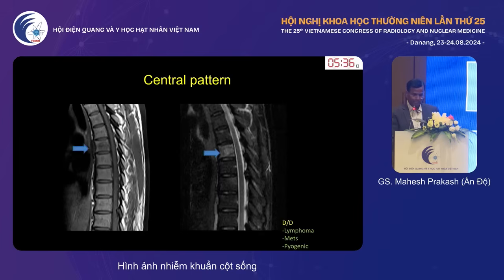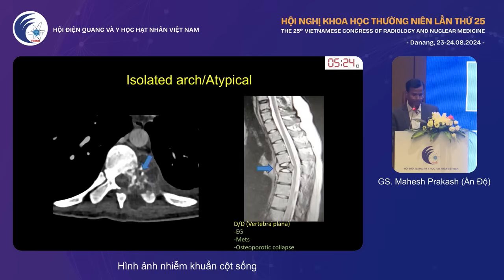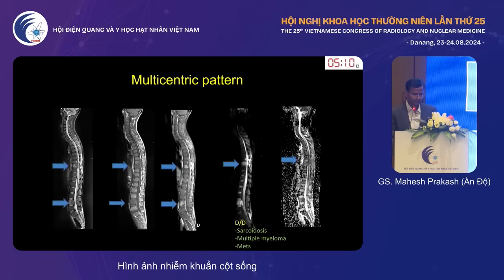Sometimes in the central pattern, the lesion is confined to the vertebra, not involving the paradiscal location. Paradiscal is more common, but sometimes you can find the lesion isolated to the vertebral body, and the posterior elements can also be involved, sometimes in isolation. But these are quite rare. The commonest is the paradiscal location and the subligamentous or anterior location.